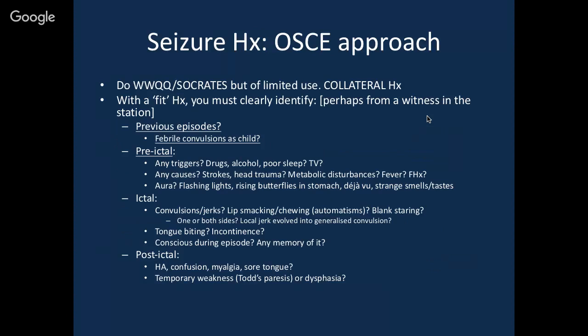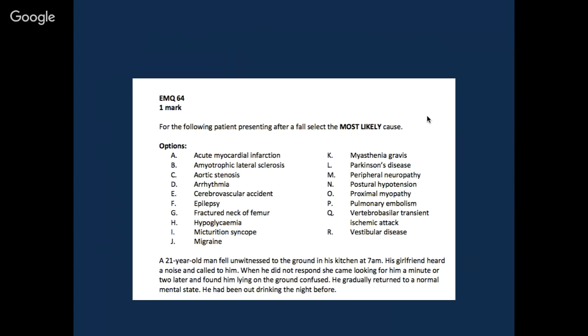And then post-ictally, how did you feel afterwards? Did you have a headache, confusion, muscle pain, a sore tongue if you bit your tongue, and any weakness? That's called a Todd's paresis, weakness after a seizure. All of these things, do they point to or from a seizure? All these post-ictal things, do they point towards a true seizure or not? True. Okay, so let's look at this question.